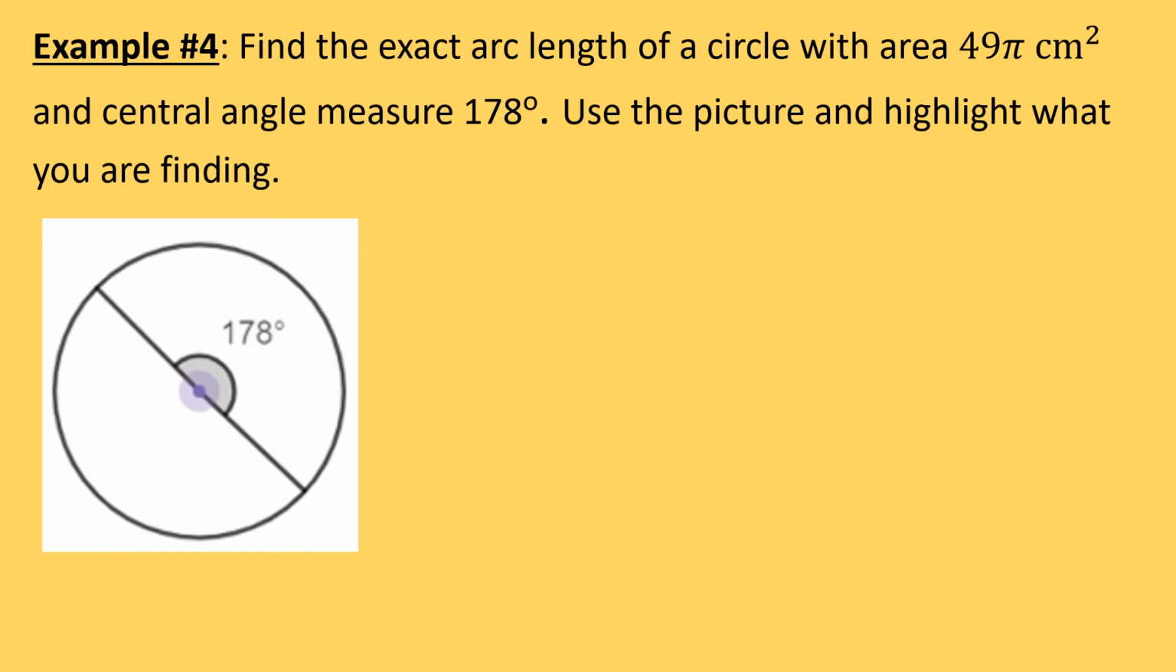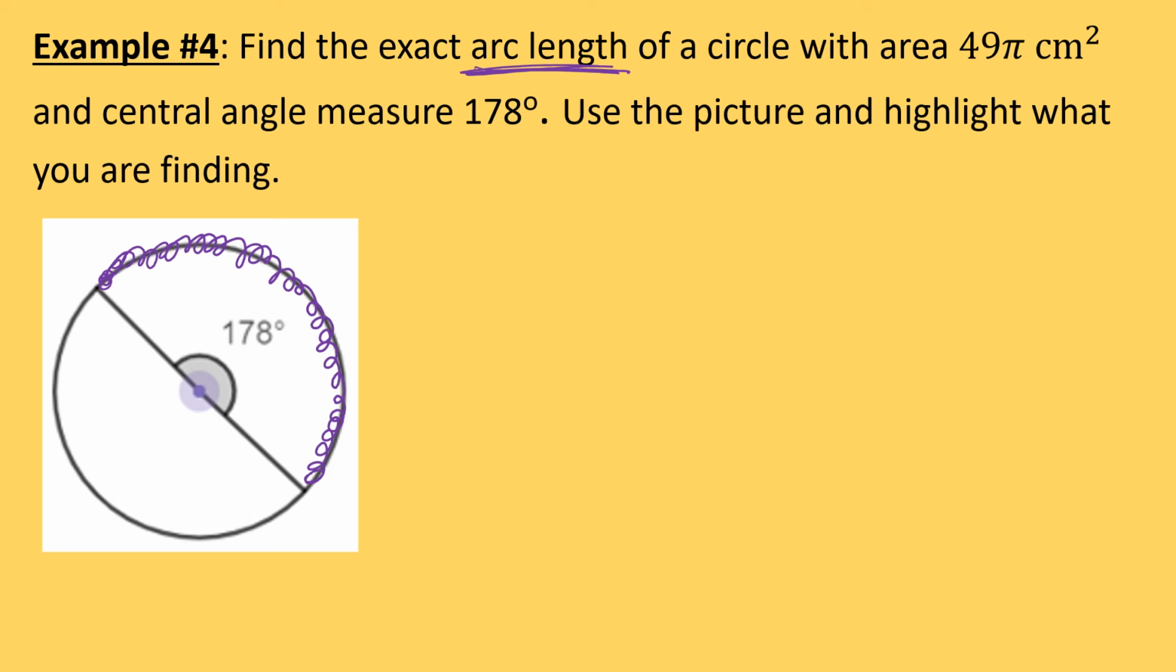So let's do a couple examples. Example number 4. Find the exact arc length of a circle with area 49 pi centimeters squared and central angle measured to 178. Use the picture and highlight what you are finding. So we have to decide, are we finding arc length or are we finding area of a sector? And they want us to find arc length. So 178 degrees would mean my ant starts here and crawls almost halfway, but not exactly halfway around this circle.